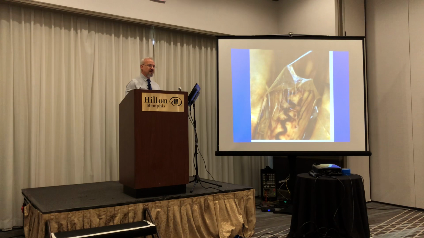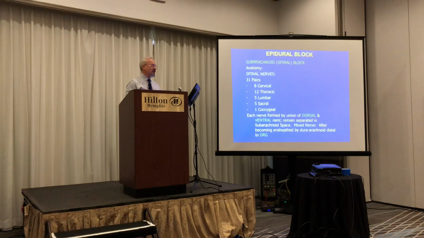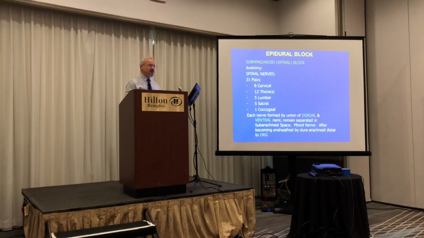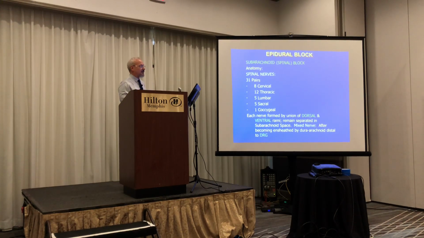This is a cat cadaver demonstrating the investment of the pia mater to the spinal cord. You can see the blood vessels, the anterior spinal artery right here, invested between the pia mater and the cord itself. We've got 31 pairs of spinal nerves: 8, 12, 5, 5, and 1. And that's important to know as well, that these are the union of the dorsal and the ventral spinal rami, and these are mixed nerves. After they become ensheathed by the dura arachnoid, distal to the DRG.